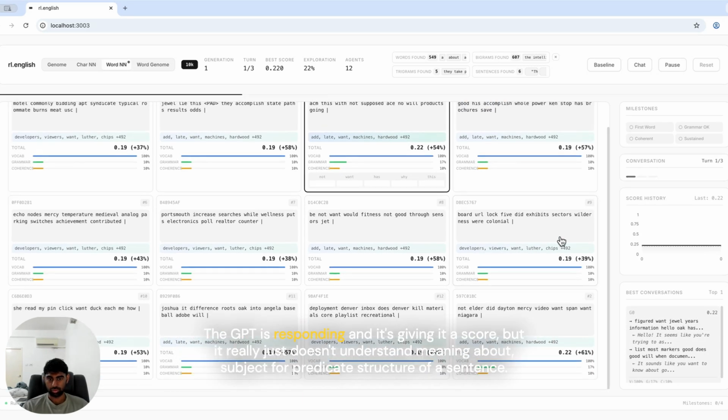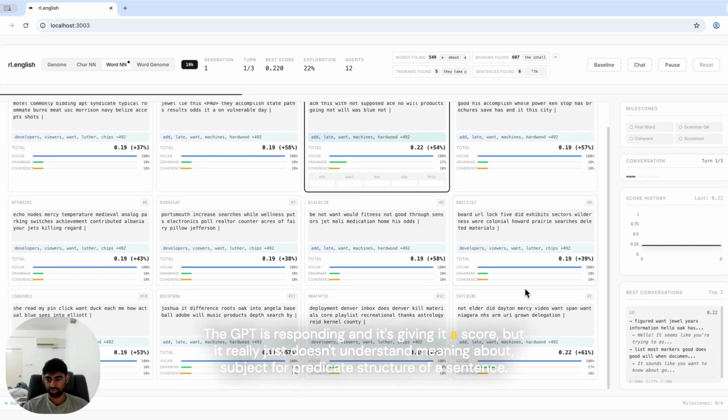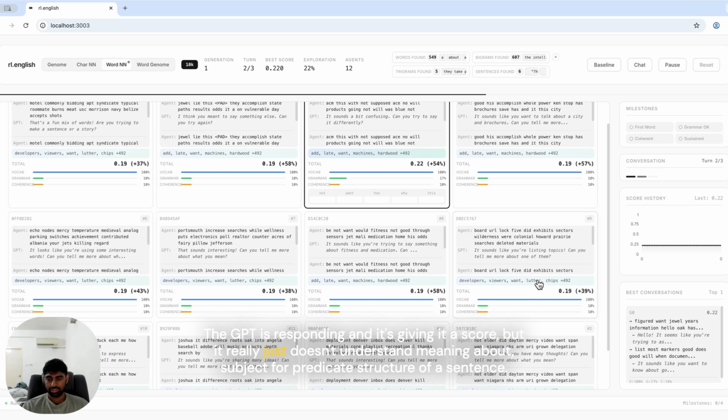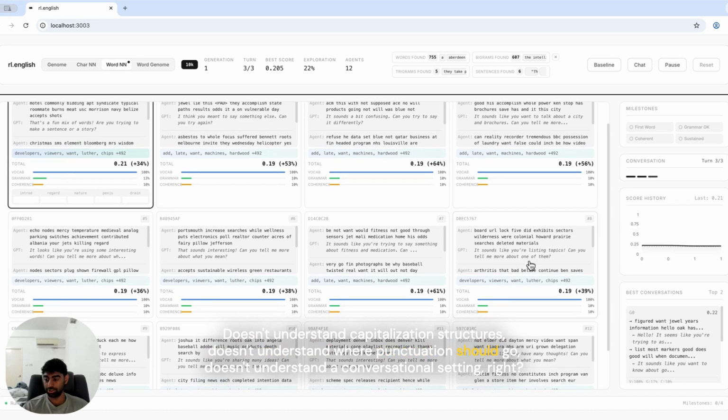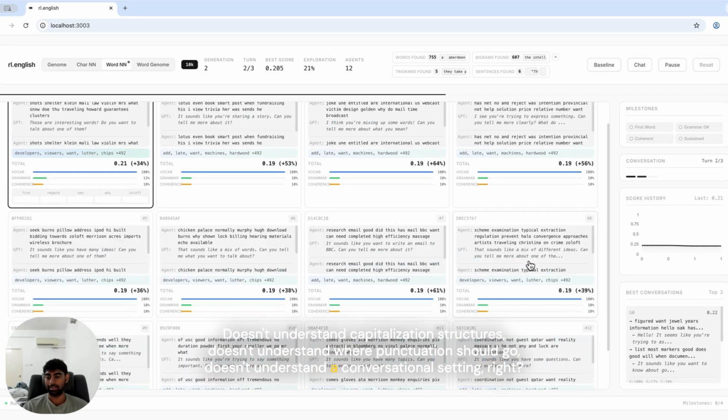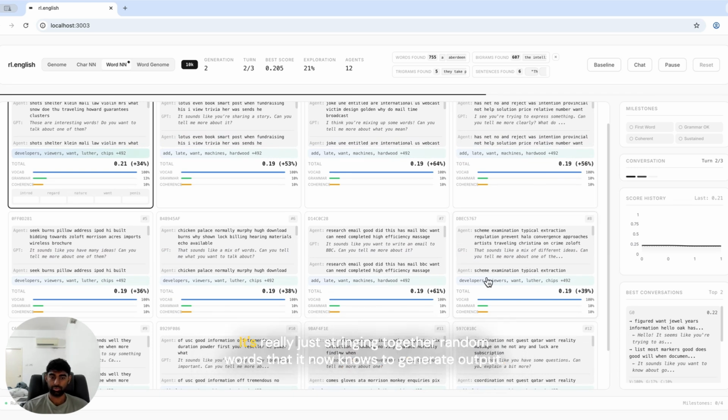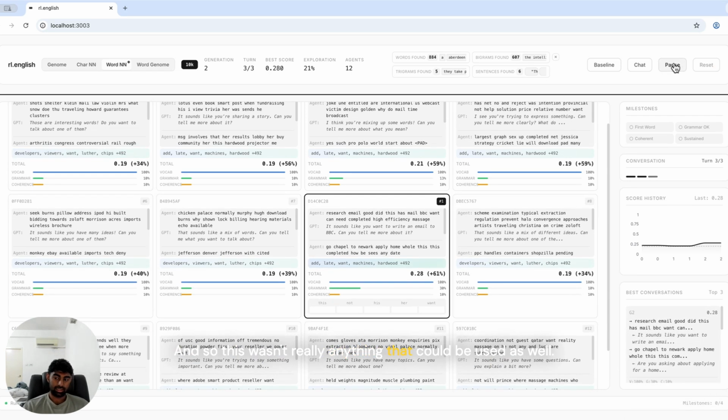The GPT is responding and giving it a score, but it really just doesn't understand meaning about subject verb predicate structure of the sentence, doesn't understand capitalization structures, doesn't understand where punctuation should go, doesn't understand a conversational setting, right? It's really just stringing together random words that it now knows to generate output. And so this wasn't really anything that could be used as well.